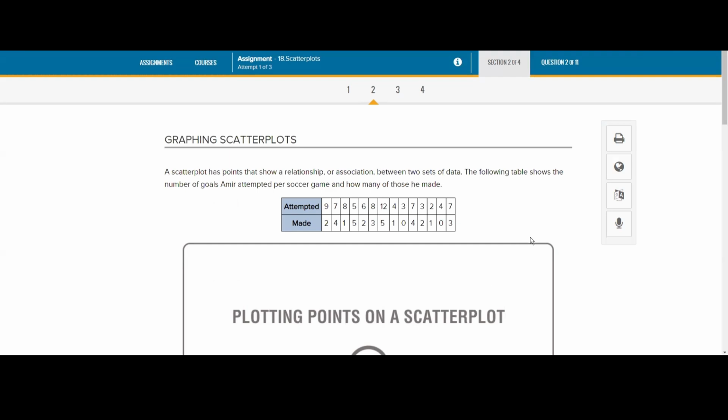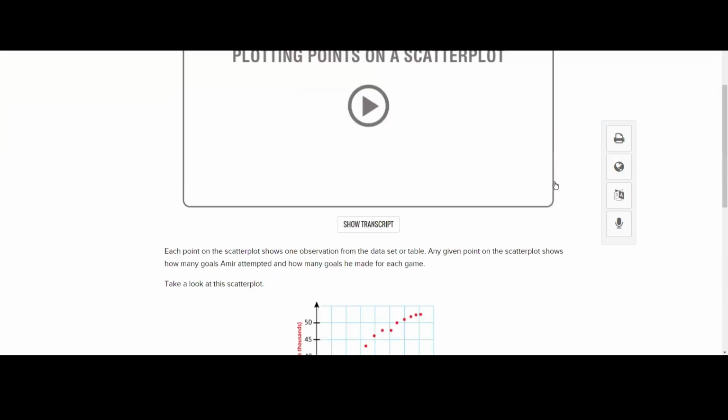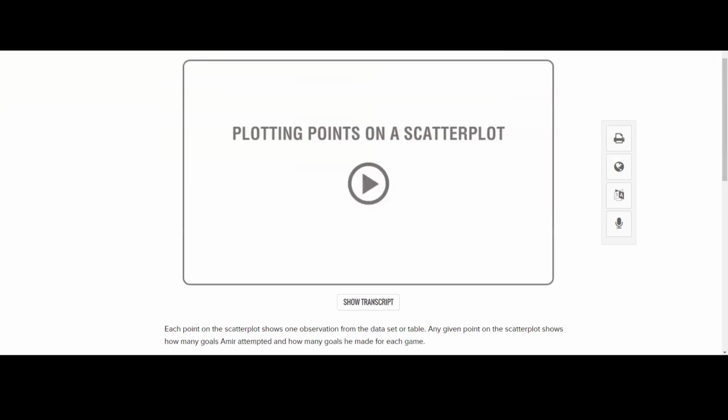So the following tables show the number of goals Amir attempted per game and how many of those he made. So if he attempted 9, he scored 2. If he attempted 7, he scored 4. When he attempted 8, he scored 1 time. Then all of this data has been recorded. So let's just try to play this audio. Let me share my sound so that we'll play the audio and listen to it. I want you to please focus on this.